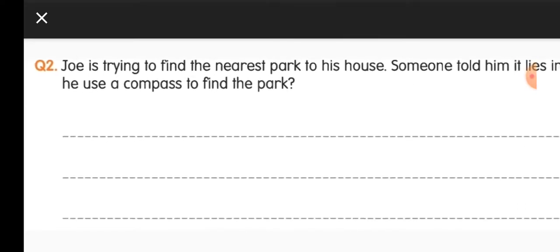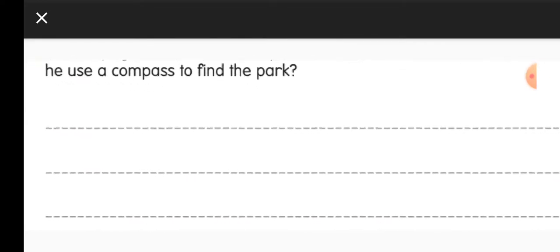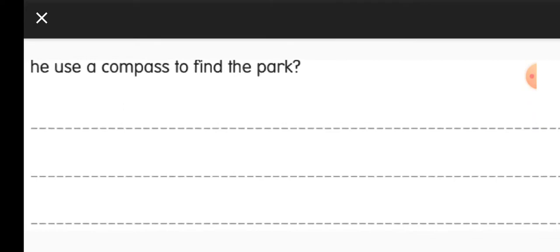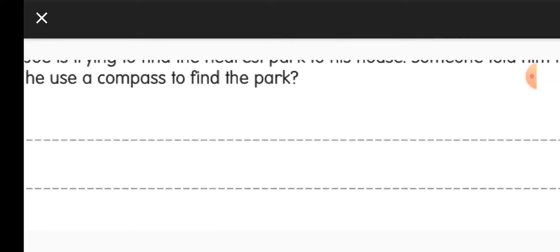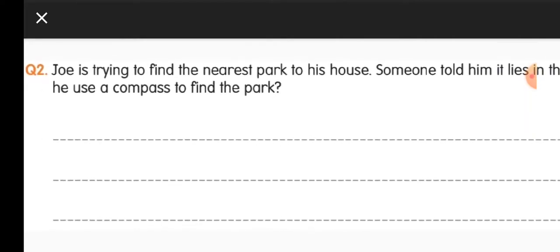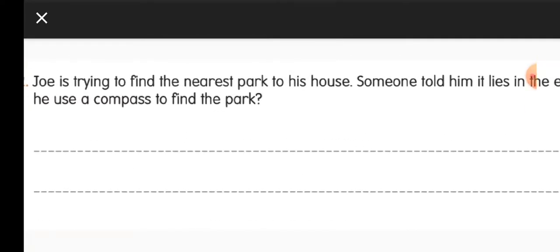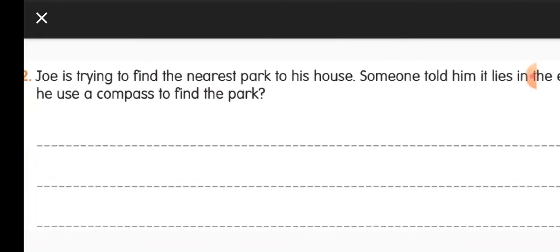The answer is, Joe can see the needle pointing in the north direction. If he looks at the compass, it will show the north direction and he should move towards his right. Where it is pointing north, towards the right will be east. So he can move towards his right, which will lead to the east direction where the park is. Very simple. Joe can see the needle pointing north and he should move towards his right direction, as it would be east.